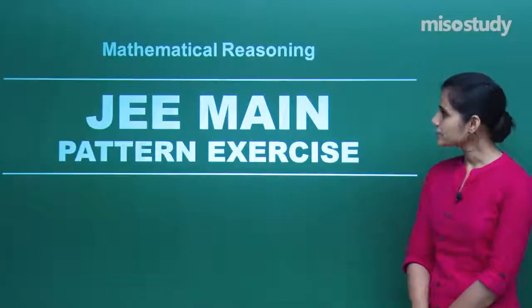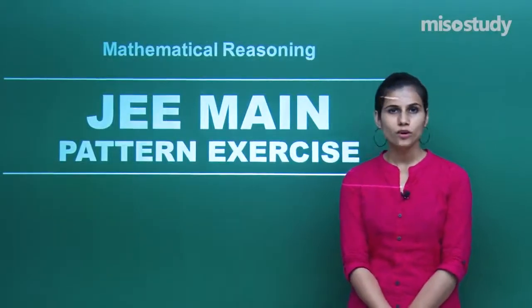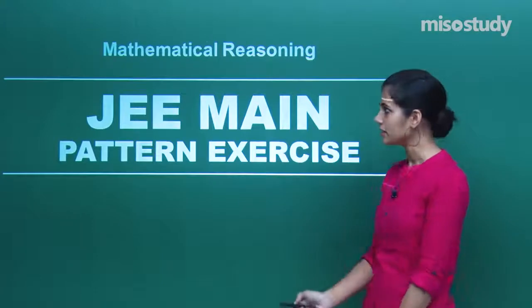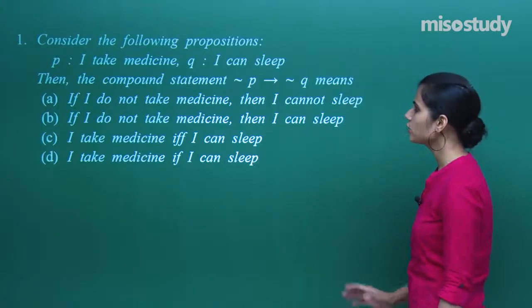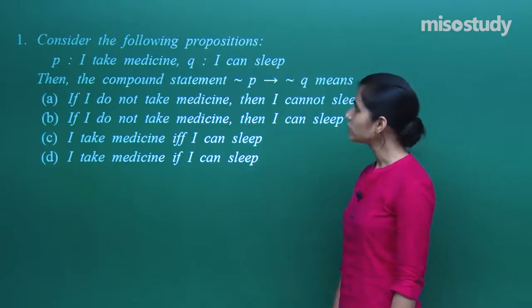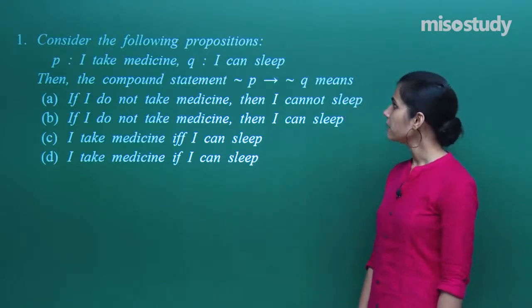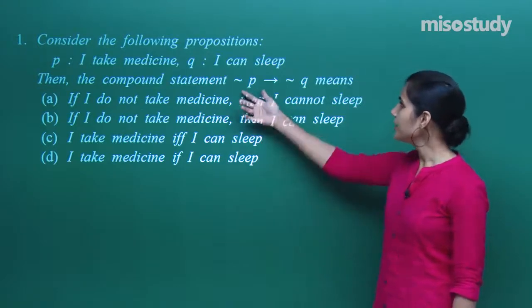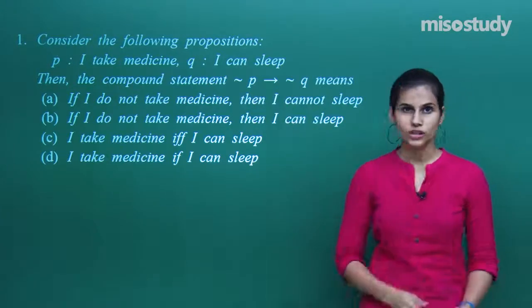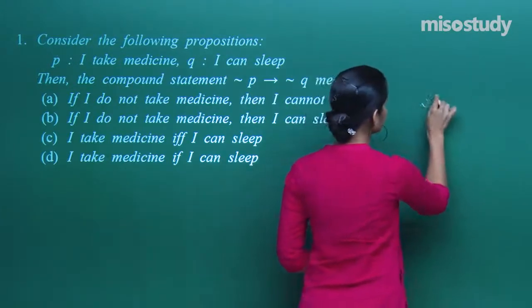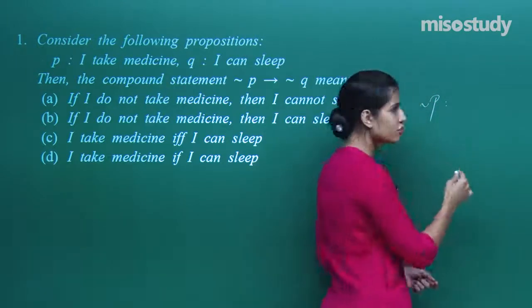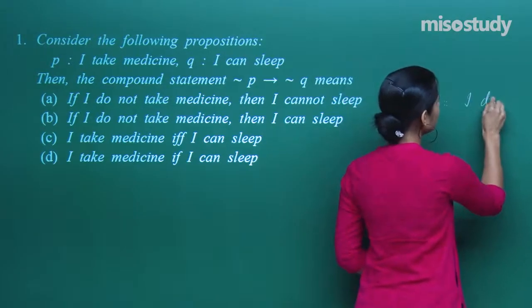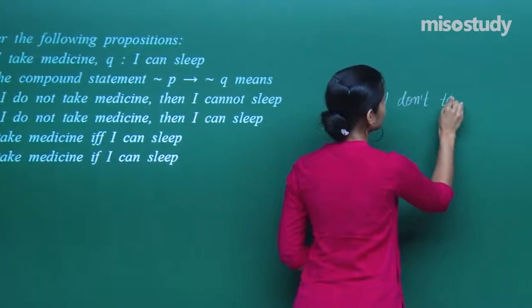Okay guys, let's discuss the JEE Main pattern exercises for the chapter Mathematical Reasoning. The first question says: consider the two propositions P and Q. P says I take medicine, Q says I can sleep. Then the compound statement not P implying not Q means what? So not P will be what?